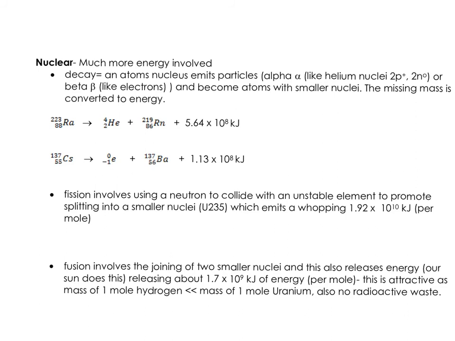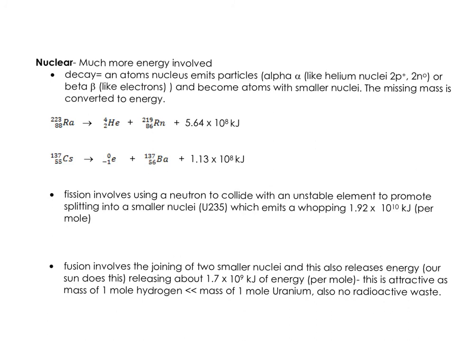The opposite of fission is fusion, and this involves the joining of two smaller nuclei. This also releases energy. This is what happens in the sun, our star. And it releases about 1.7 times 10 to the 9 kilojoules of energy per mole. So right now there's a push amongst scientists to develop the process of fusion. We can do fission at the moment, but fusion has a couple of benefits.